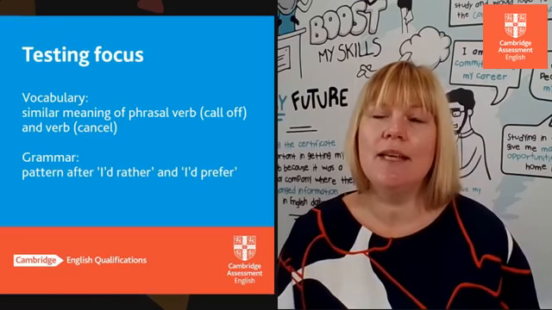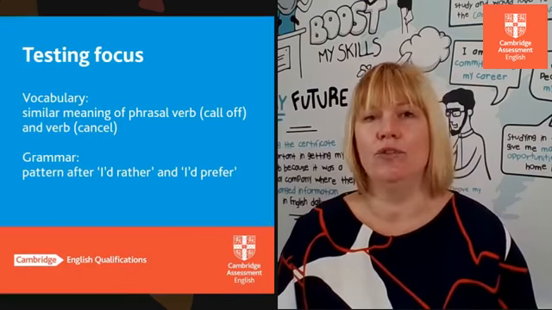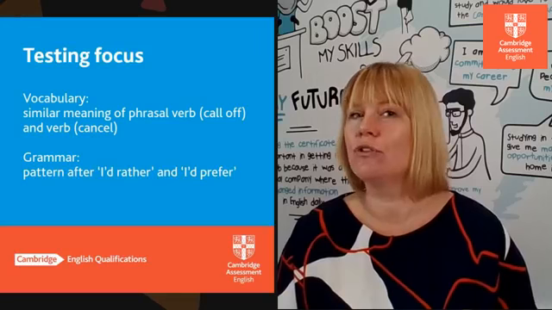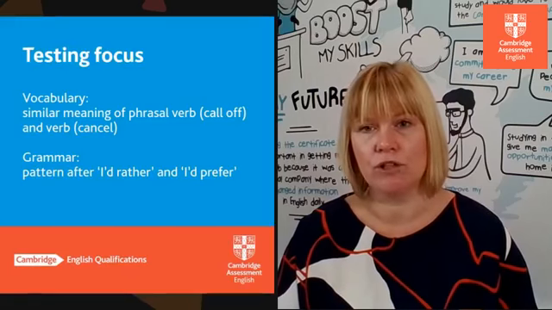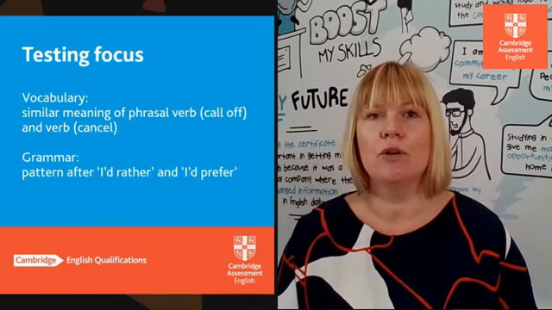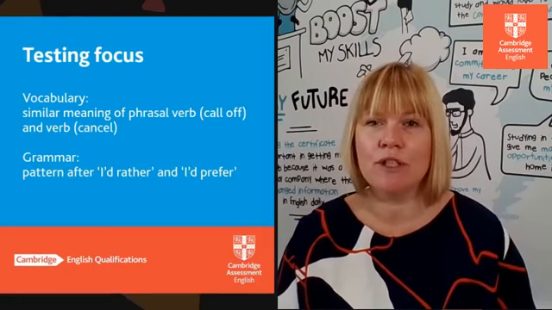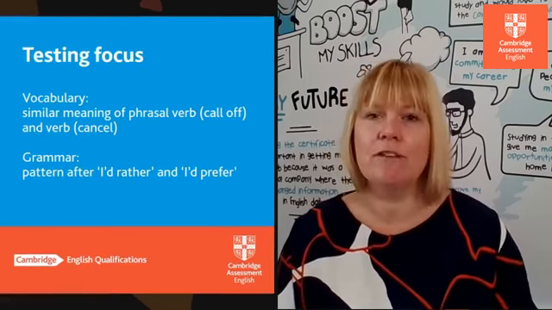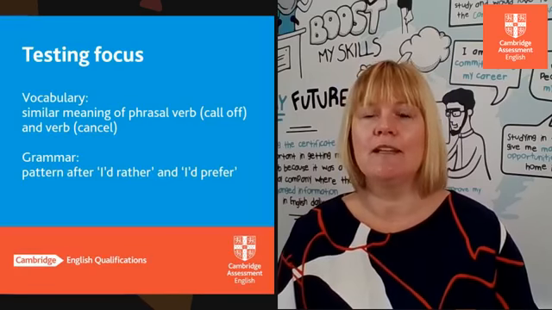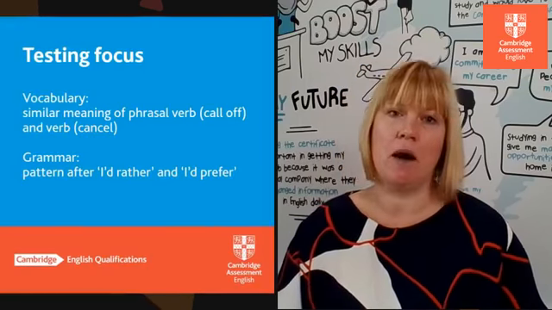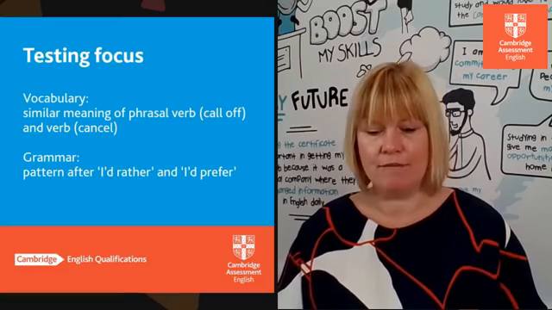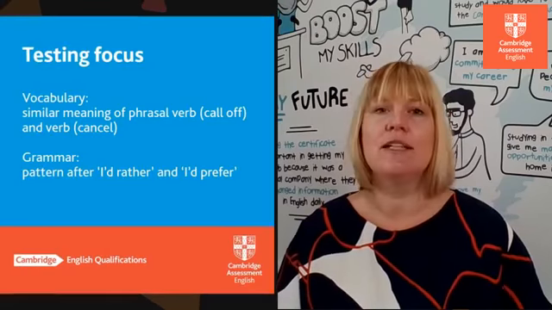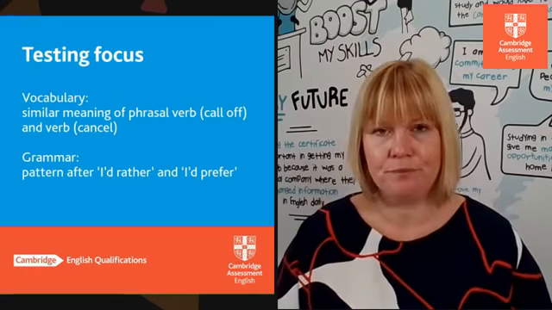Now, in the keyword transformation task, usually there will be several testing focuses in one question. Okay, so it's great if you spotted cancel and call off, but don't stop there. Have another look. Make sure that you also spot other bits that might be tested and that you don't leave anything off. Now, let's look at another example.